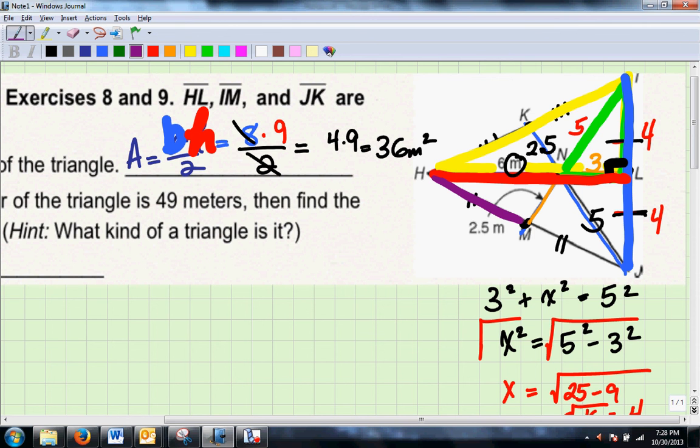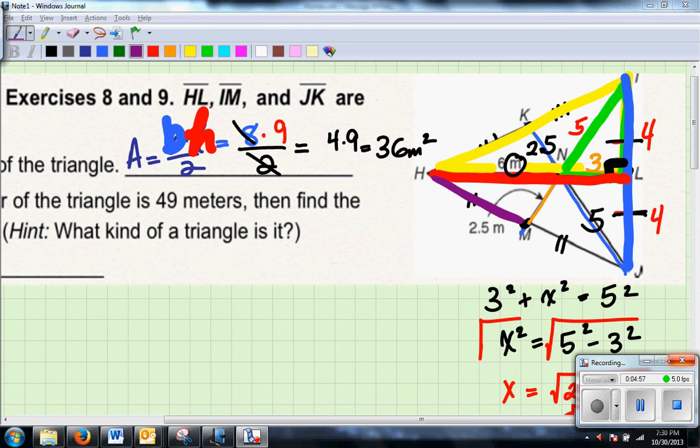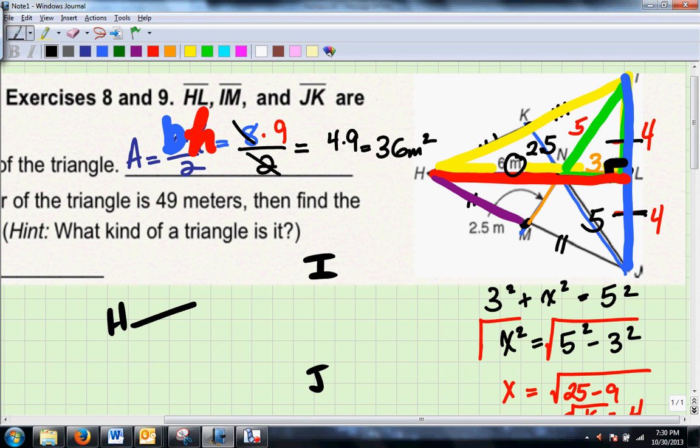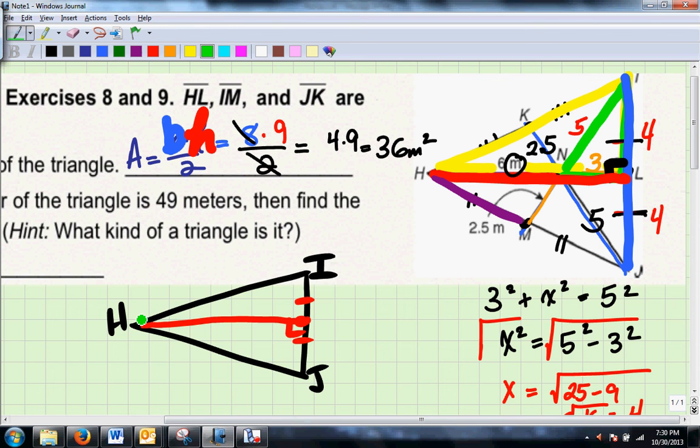Okay, so let me pull this triangle out so it's a little bit easier to see. So here we have I, we have H, we have J, and since our altitude is also a median, this first altitude, since it's also a median, that forces these to be equal. That makes an isosceles triangle. I wanted to draw it separate so you can see that pulled out. We're being told that the measure all the way around is 49.